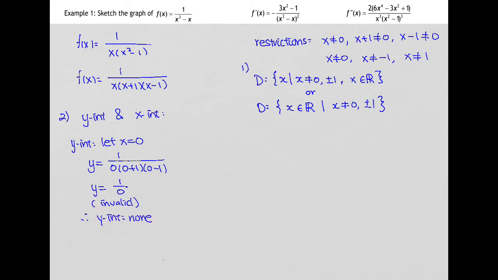The next information we have to find is the x-intercept, which we have to let y equal to 0 to find.